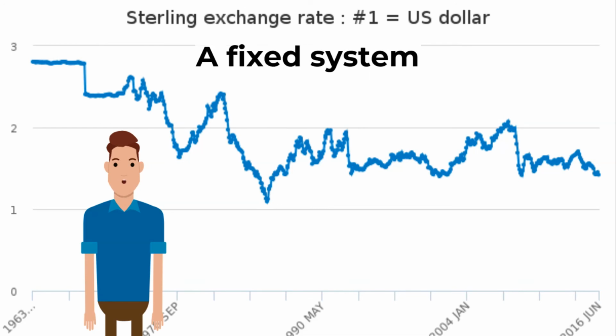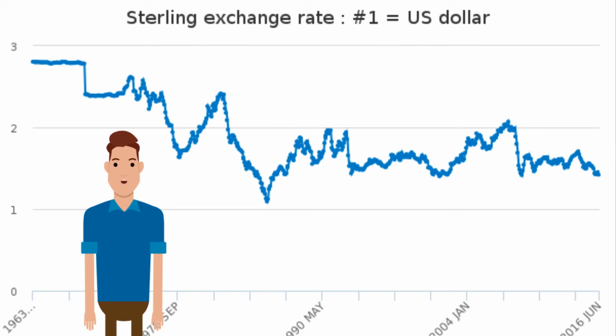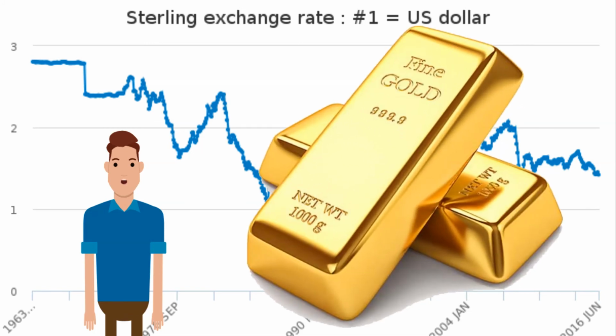A fixed system is when a government sets its currency against another and that exchange rate does not change. The country can decide to devalue its currency overnight to improve the international competitiveness of its industry. One example was the gold standard, where each major trading country made its currency convertible into gold at a fixed rate. Today, no country uses the gold standard.